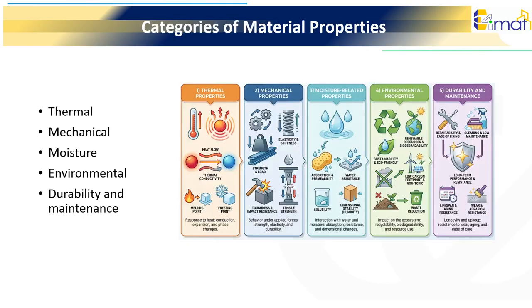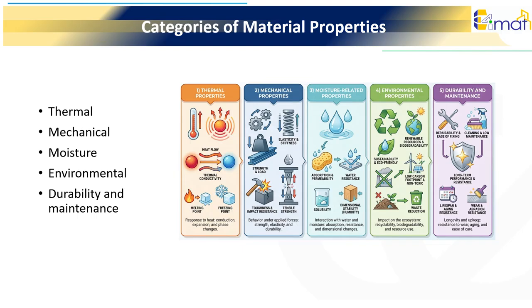Now that we have reviewed the regulatory context and the main organizations behind these standards, we can move on to the practical side. In the next section, we will outline the key categories of material properties required for building performance simulation. Material properties can be organized into several main categories.